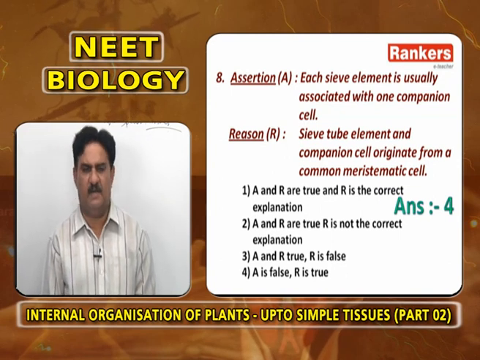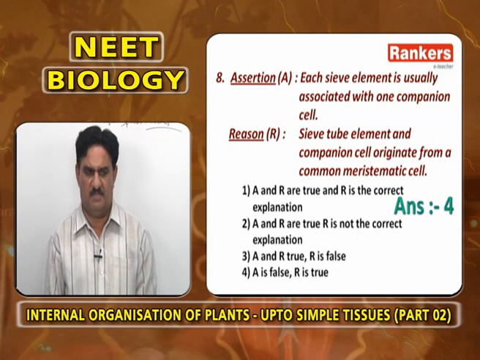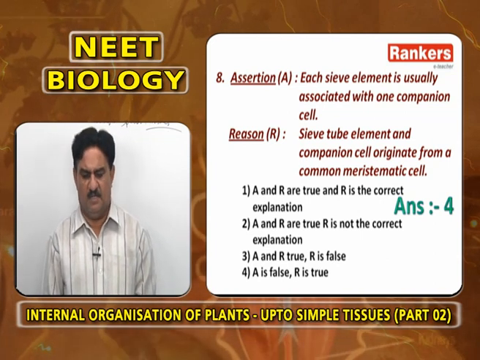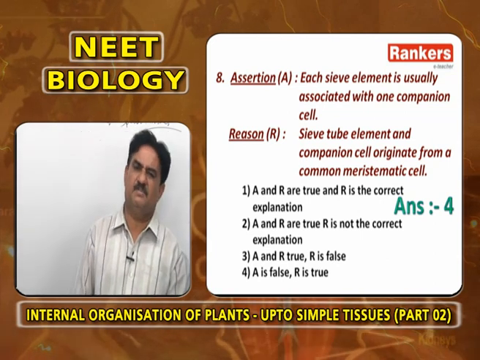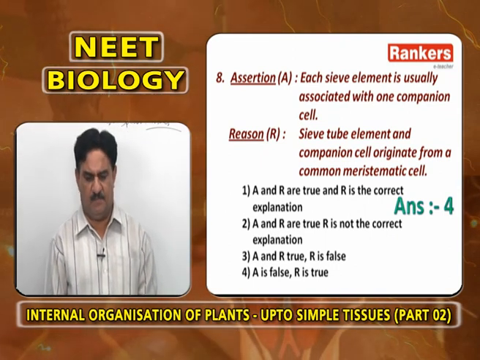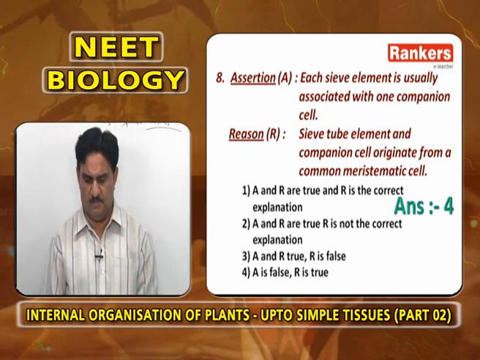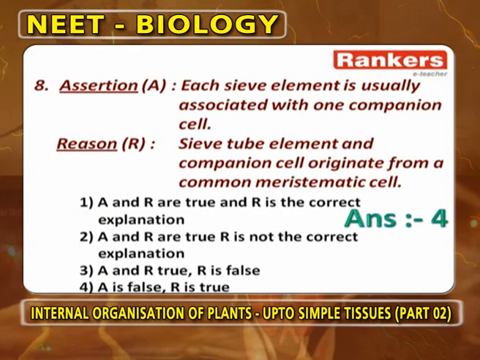So here A is false, R is true. Because the statement that each sieve element is usually associated with one companion cell is wrong. Each sieve tube element has its own companion cell, and the number of sieve tubes is exactly equal to the number of companion cells. So A is false, R is true. This is the answer for this.